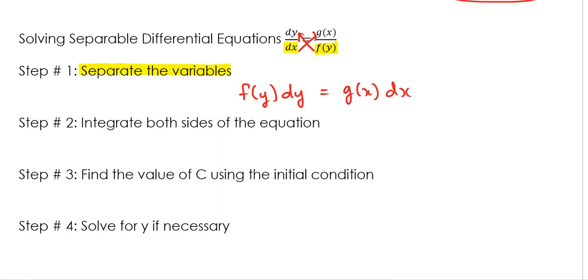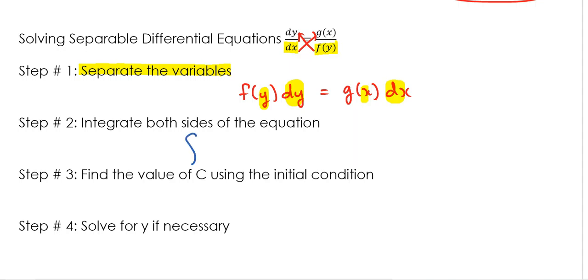And here's a little rule of thumb. Always have your dy's and your dx's at the very end of the equation. Okay, at the very end. Not at the front, but at the end. Okay, so once you've done that, you'll notice that you'll have the same variables on each side, and then you can take the antiderivative.